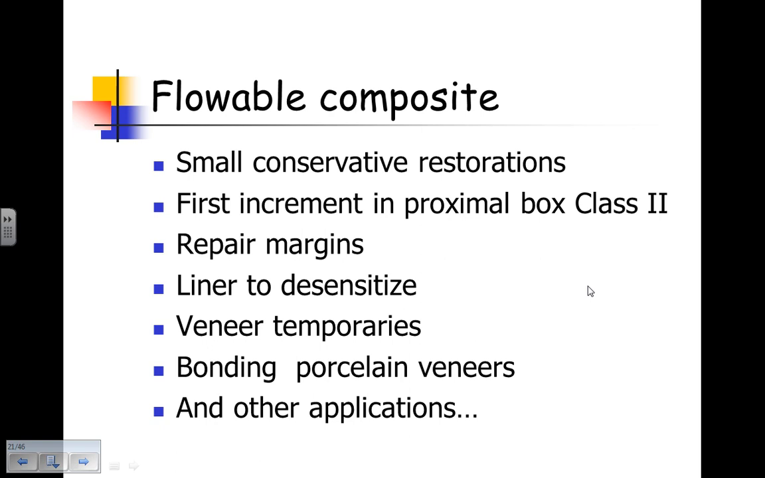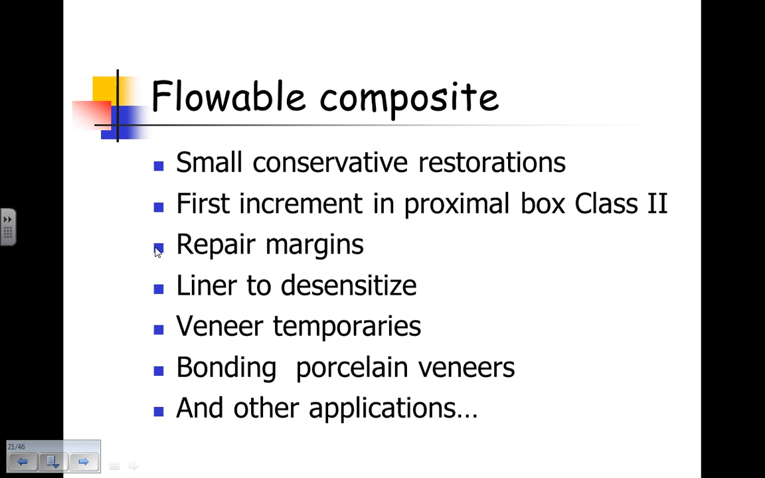We're using flowable composites for a number of different circumstances. We're using it in very small conservative cavity preparations, our PRRs. We're using it as a first increment in the proximal box of a class 2, so that when we apply our composite to the proximal box, we're getting a sandwich effect. We don't light cure the flowable, but basically we're wetting that surface and that interface.